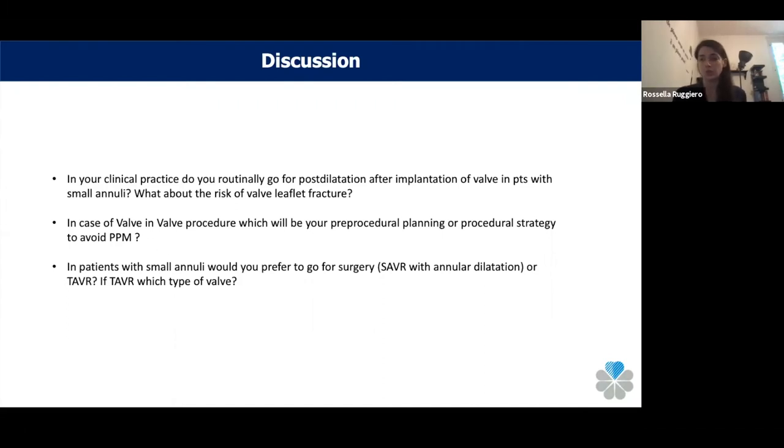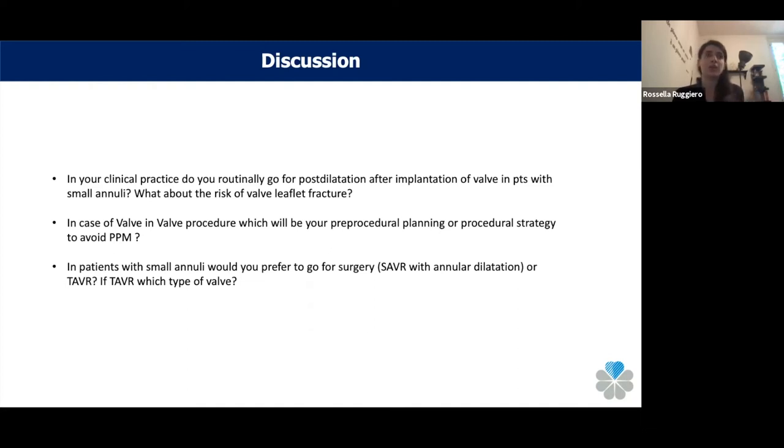So, before starting the discussion, here are some of my questions to the authors, to Damiano, also to Giannini. In your clinical practice, do you routinely go for post-dilatation after implantation of a valve in a patient with small annuli? And what about complications, such as valve leaflet fracture in these patients?